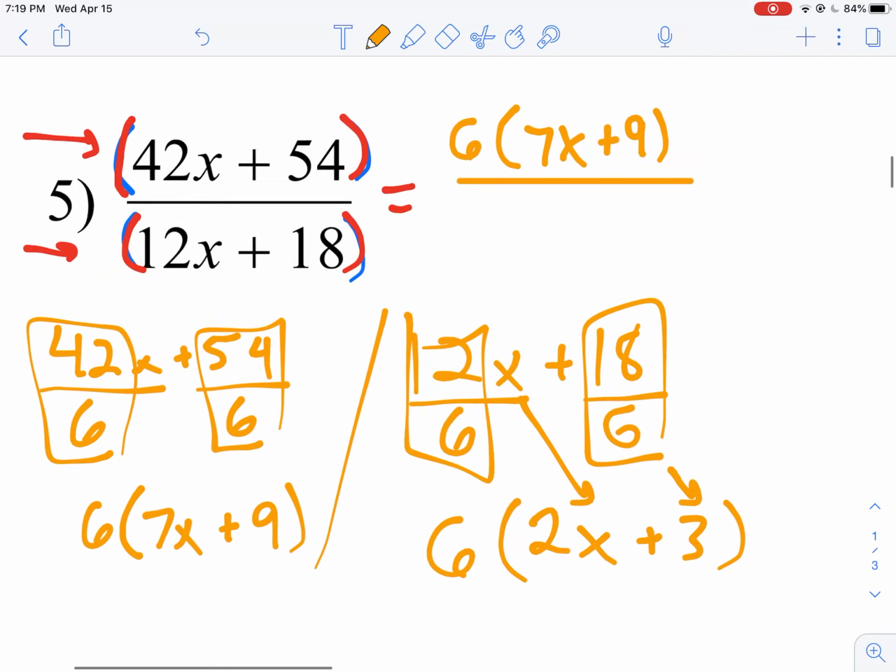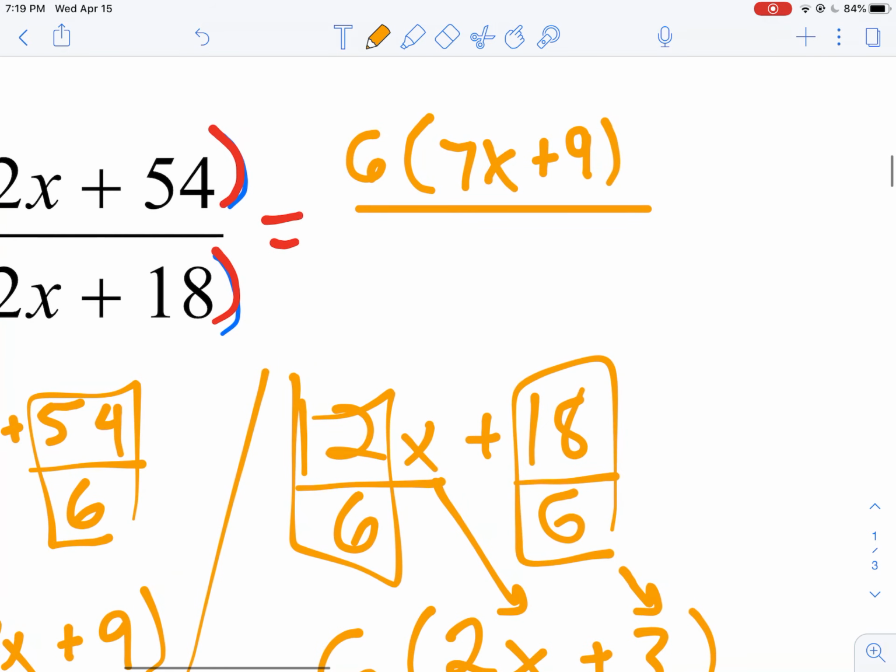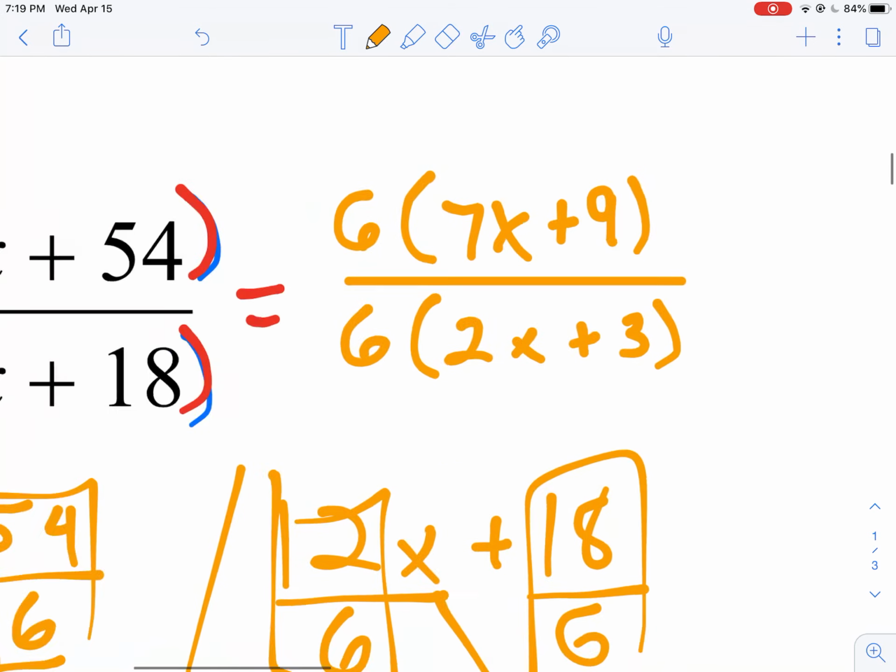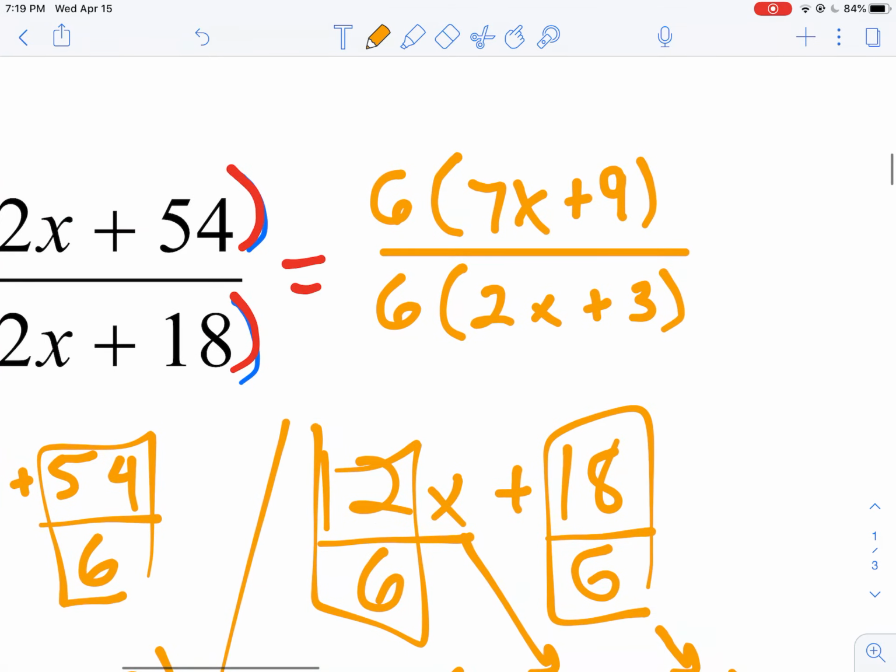There's no x to drop down. So now my bottom is going to be 6 times 2x plus 3. Now again, I cannot break apart these binomials that are in the parentheses. I cannot go in here and cross off these x's. I cannot do that. I cannot simplify 3 over 9.